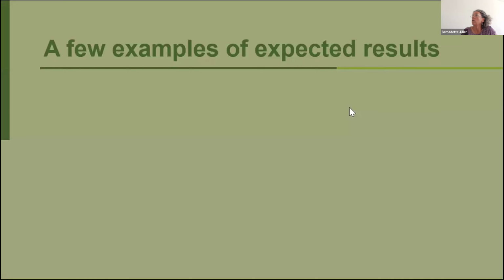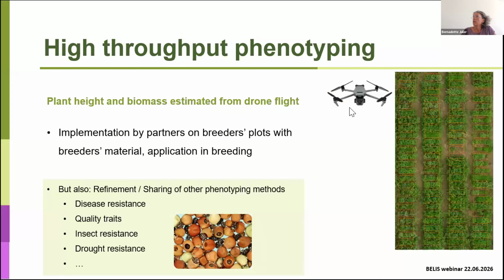A few examples of the expected results. For example, we want to progress on high throughput phenotyping, and this is the topic of the webinar today, with the use of drone flights and imagery. And that could be implemented by partners on breeders' plots with breeders' material and all this application. But we have also other topics on this subject, with refinement or sharing of other phenotyping methods related to disease resistance, quality traits, insect resistance or drought resistance, etc.